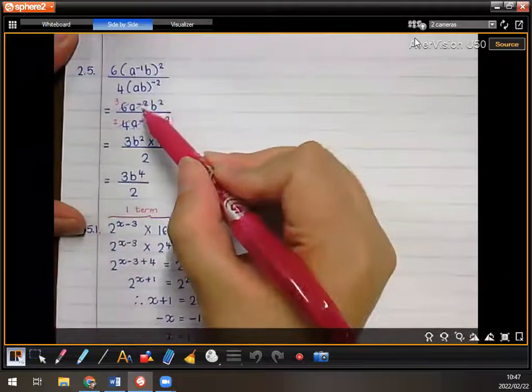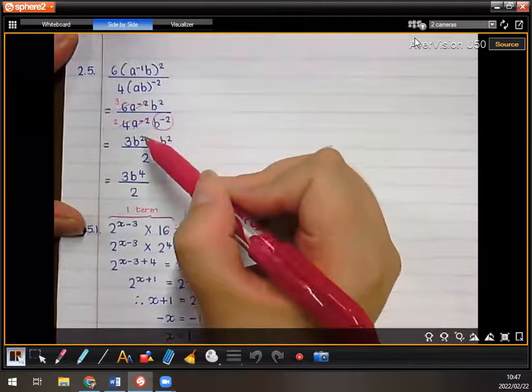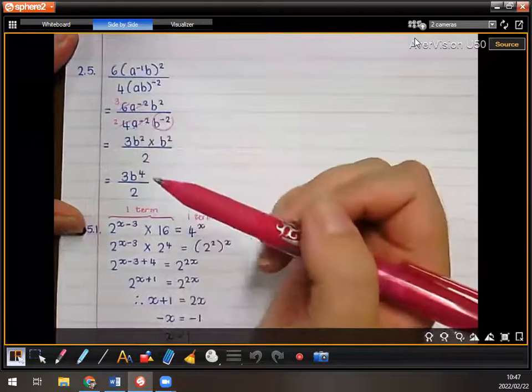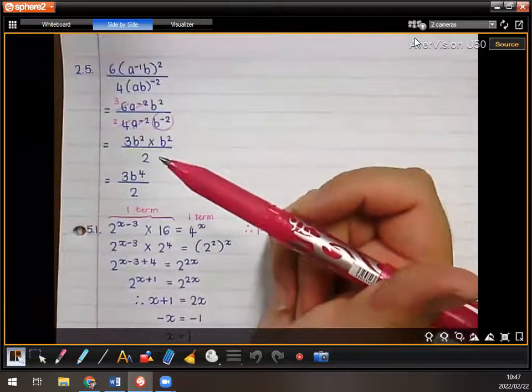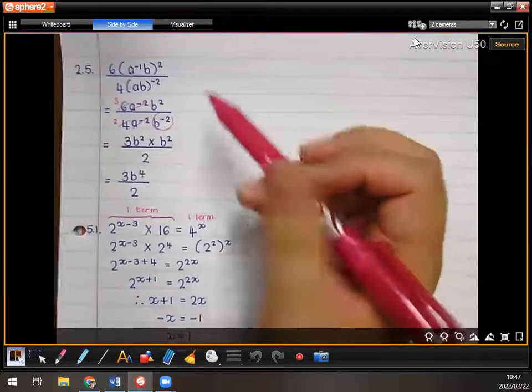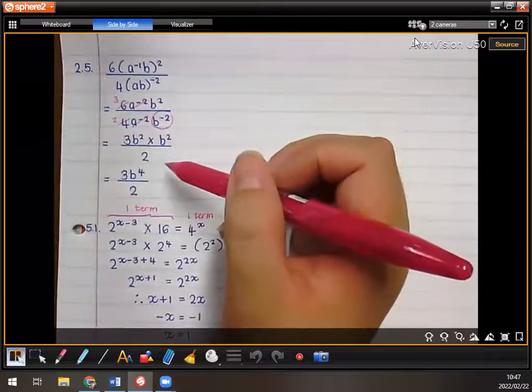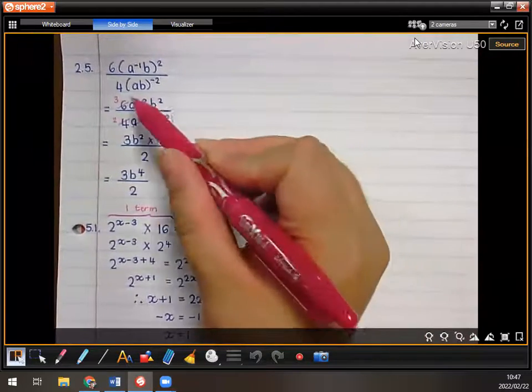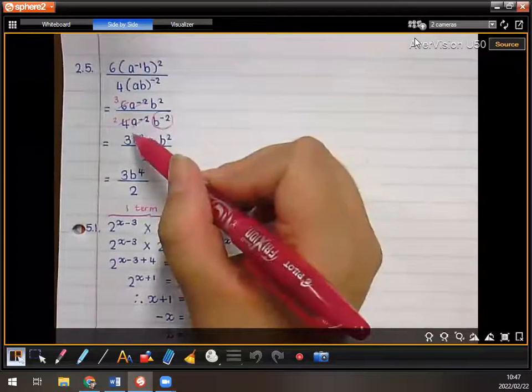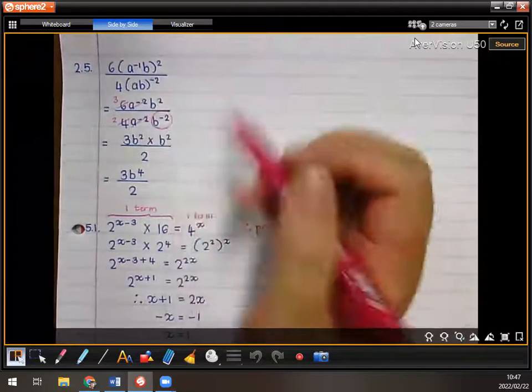Right? 6 over 4 is 3 over 2, so I decided to simplify that. And then what's quite nice is that we have an A to the negative 2 at the top and the bottom. If you have the exact same thing at the top and the bottom, you can cancel those off. You don't first have to move them and then cancel them off. Does that make sense, guys? An A to the negative 2 and A to the negative 2, you can cancel those off.